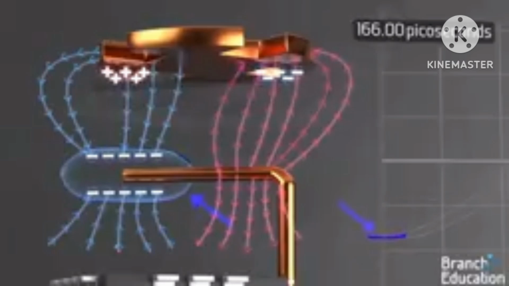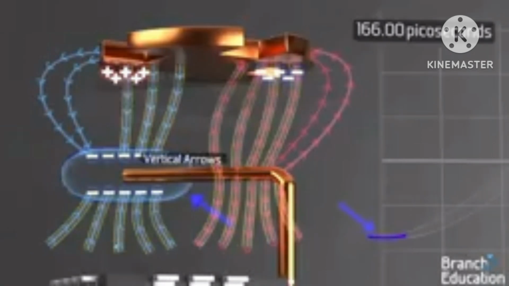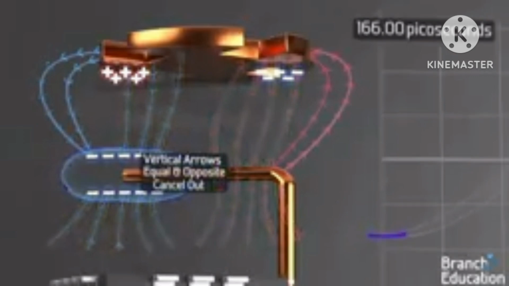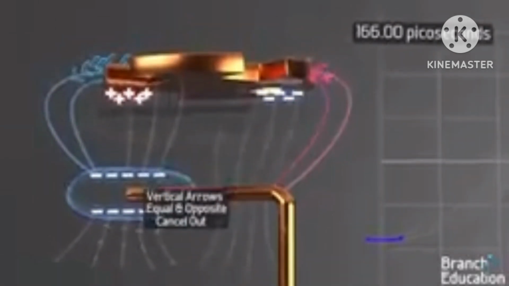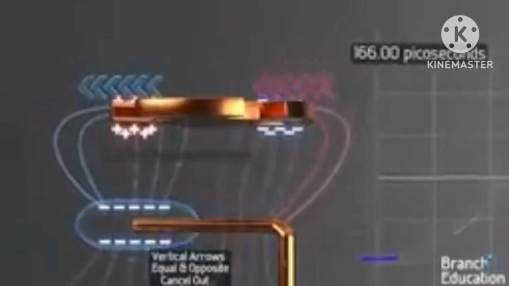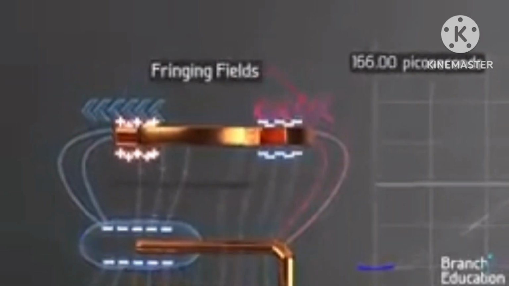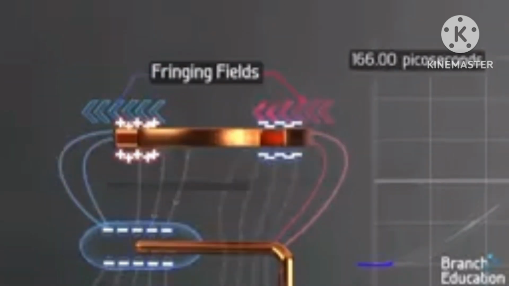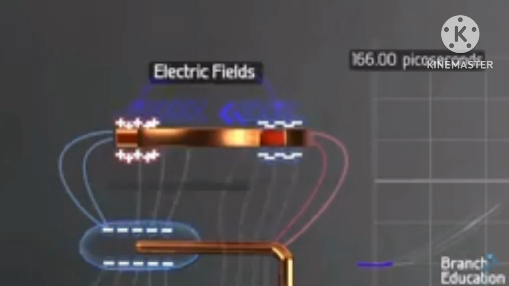If we pause the oscillation, we can see some of these electric field vectors, or arrows from the patch, are vertical, and because they're equal and opposite, they cancel out. However, other electric fields are horizontal in the same plane of the patch, and are called fringing fields. These fringing fields are in the same direction, and thus they add to each other, resulting in a combined electric field pointing in this direction.